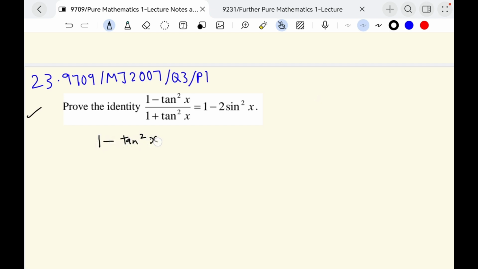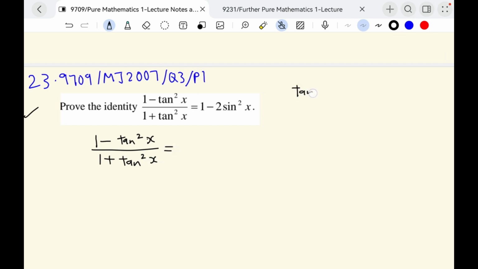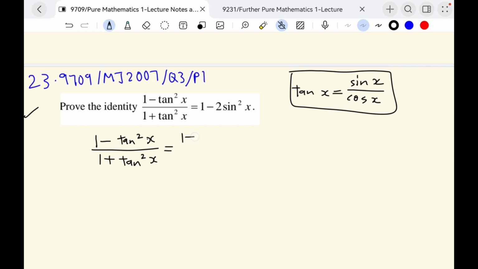As I taught before, we can only use the two identities listed in your MF19. So, tangent x equals sine over cos. Use this fact inside this identity proving. Replace the tangent squared as sine squared x over cos squared x, as well as for the denominator. For the 1, replace 1 as cos squared over cos squared.